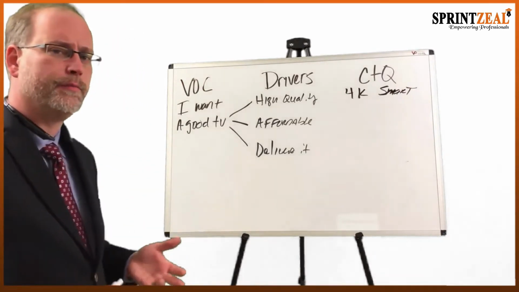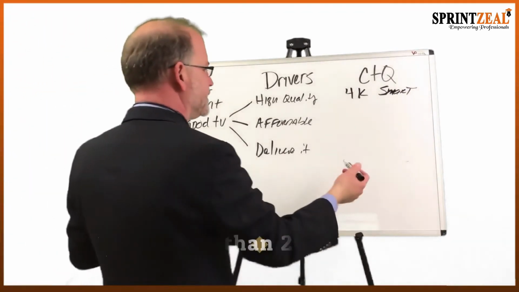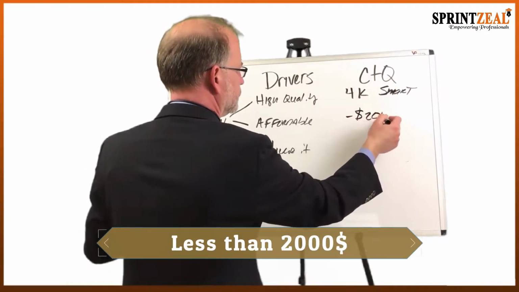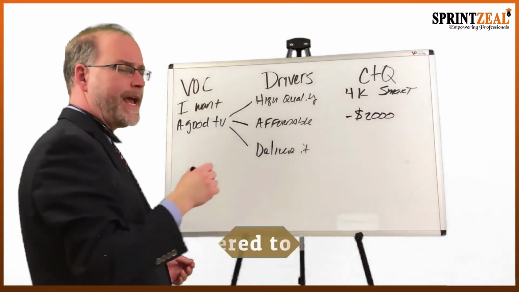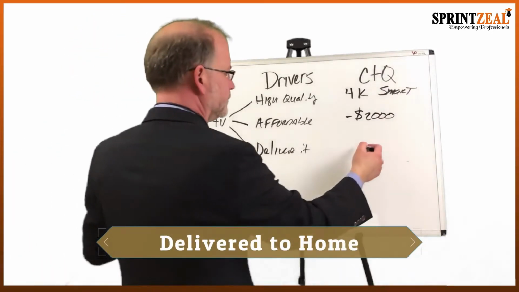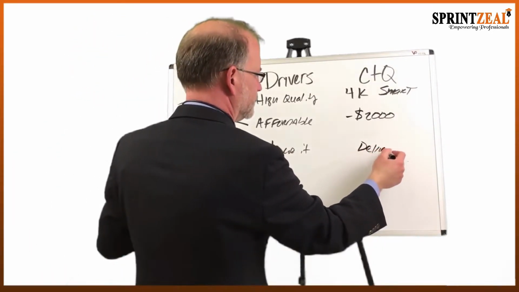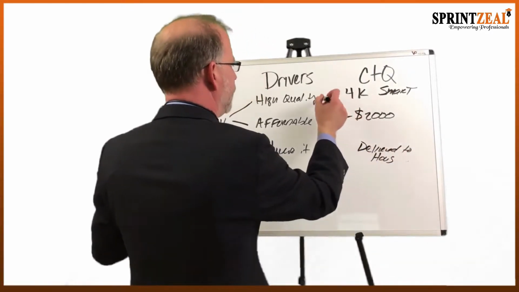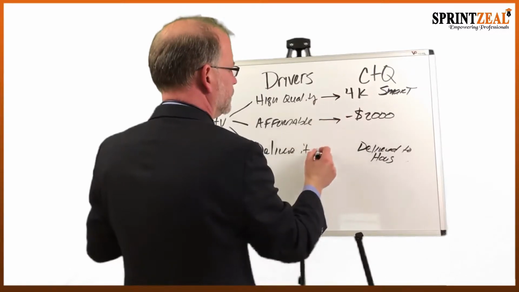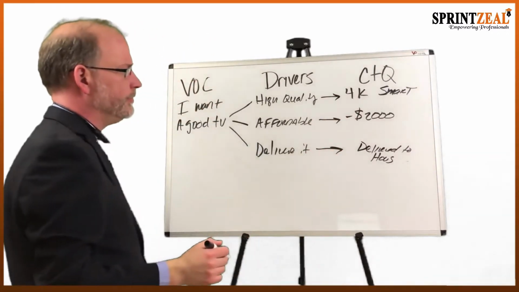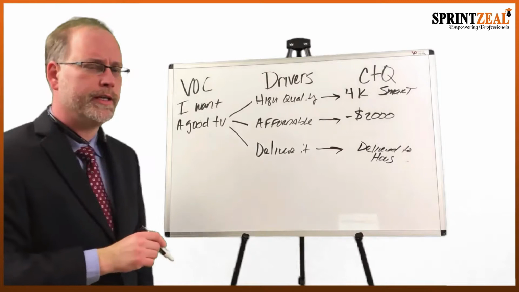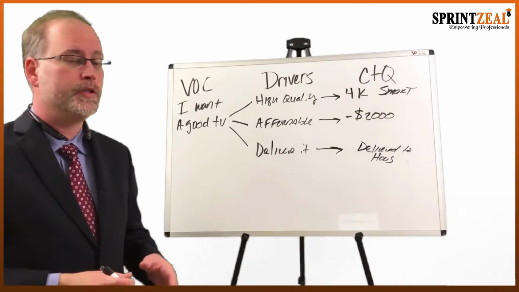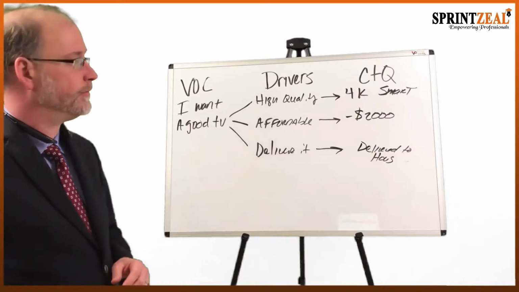In terms of affordability, it has to cost less than $2,000. And it has to be delivered to my house. So all of these now become a CTQ. So now the question is, are these good CTQs? Can they be measurable? Do I know what good looks like?